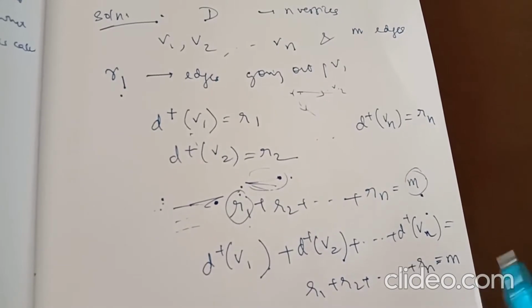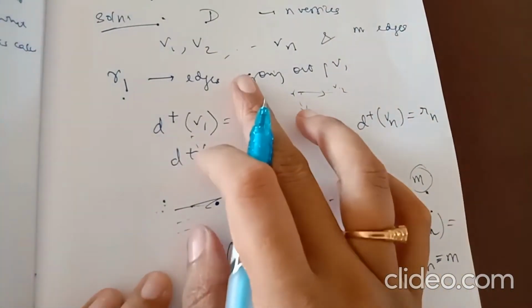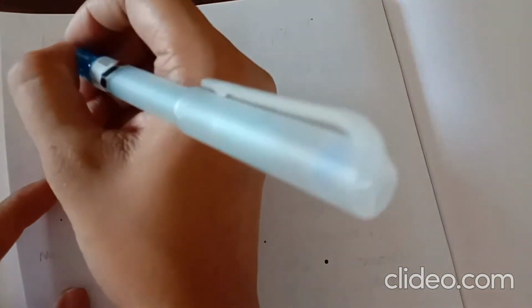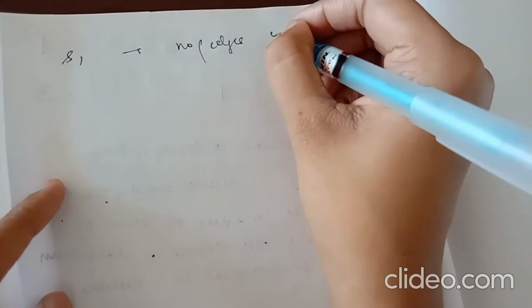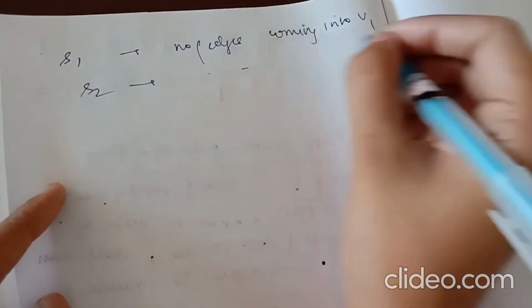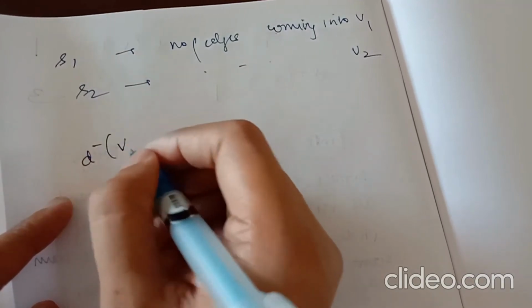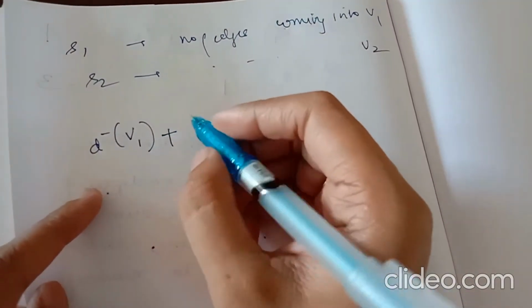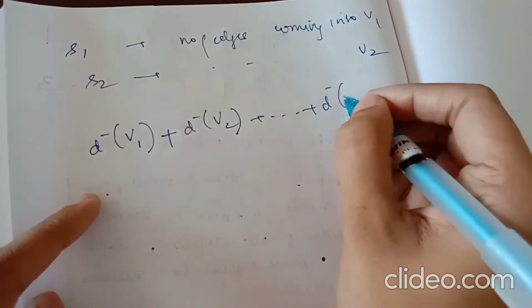Similarly, we will find the number of edges reaching that vertex. So far we have found the number of edges going out of the vertices. Now we will find the value of the in degrees. Let S1 represent the number of edges coming into the vertex V1. Likewise, S2 represents the number of edges coming into vertex V2. These are nothing but the in degrees, that is d minus of V1, likewise d minus of V2, and so on for n vertices.